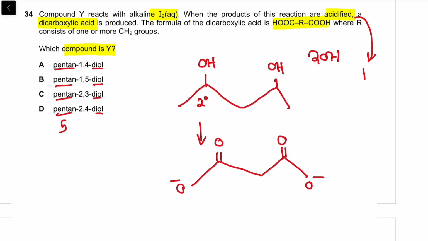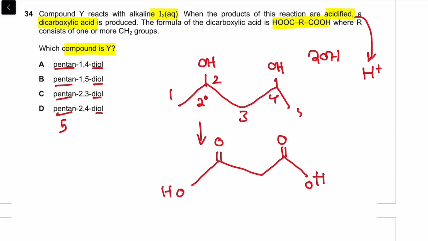Since it's acidified, that means there are hydrogen ions present, and then these two will get hydrogen ions added to them to form a dicarboxylic acid. So this is located on carbon 2, this is located on carbon 4, so the answer must be D.